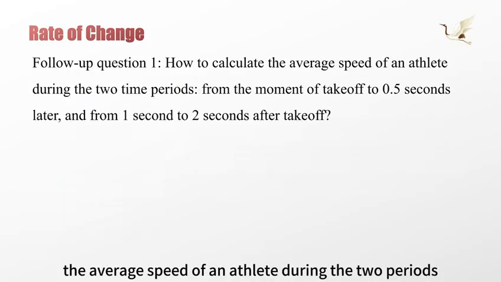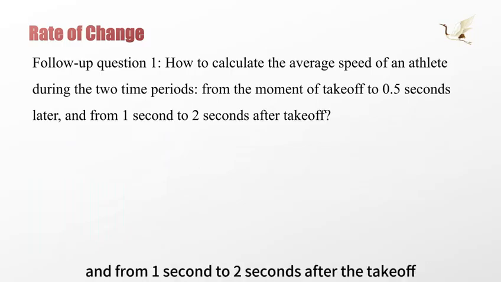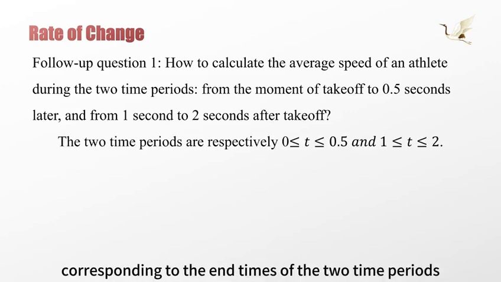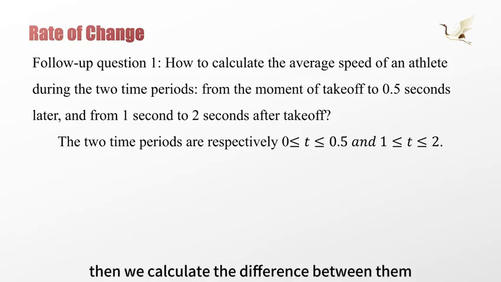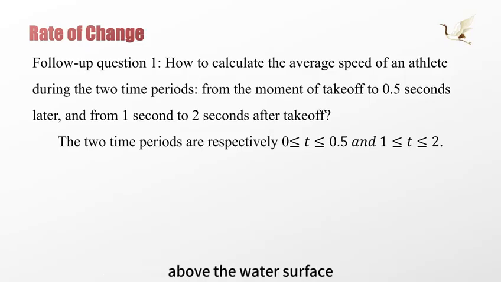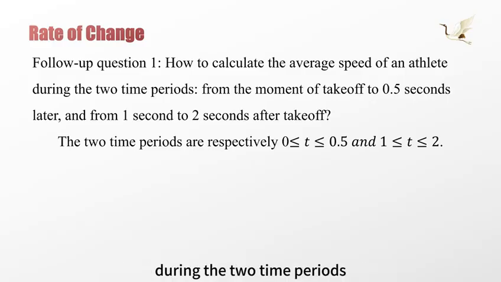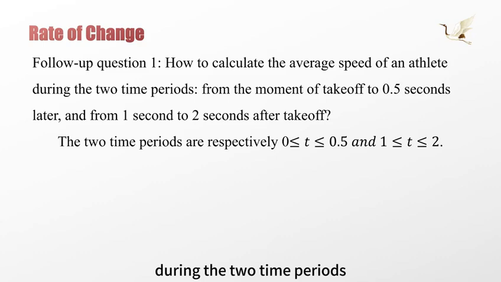How should we calculate the average speed of an athlete during the two periods, from the takeoff to 0.5 seconds, and from 1 second to 2 seconds after the takeoff? We need to calculate the function values corresponding to the end times of the two time periods, which are 0.5 seconds and 2 seconds, as well as the initial times, which are 0 seconds and 1 second. Then, we calculate the difference between them to obtain the change in the athlete's height above the water surface during the two time periods. Finally, we divide this difference by the change in time during the two time periods, which is the difference between the end time and the initial time. This will give us the average speed of the athlete during the two time periods.